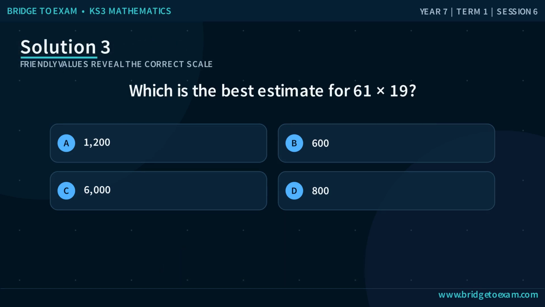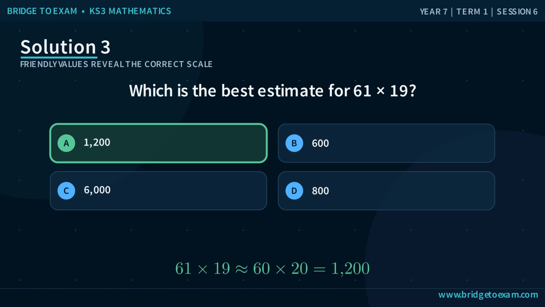Option A is correct, 1,200. Round 61 to 60 and 19 to 20. 6 times 2 is 12, and the two friendly numbers contain two zeros altogether, giving 1,200. The exact answer would be near this estimate. 600 is too small, while 6,000 is much too large.